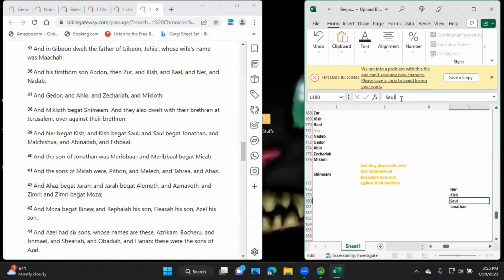And we're going to use the asterisk again here because Saul has a bunch of children. Jonathan, Malchishua, Abinadab, and Eshbaal.